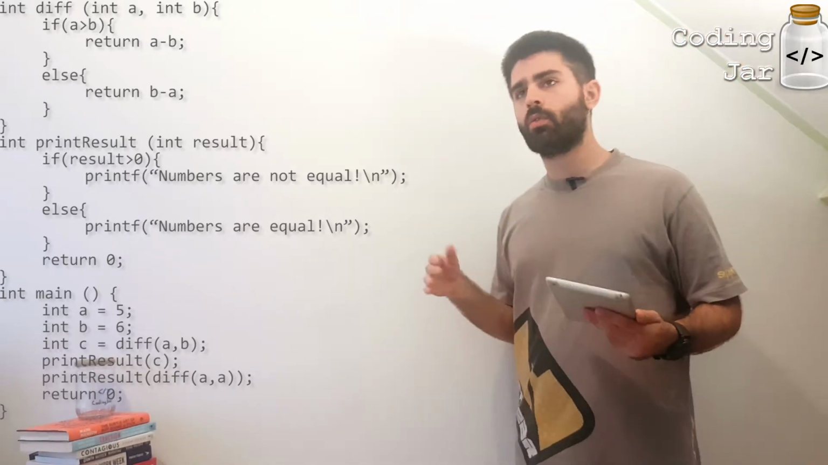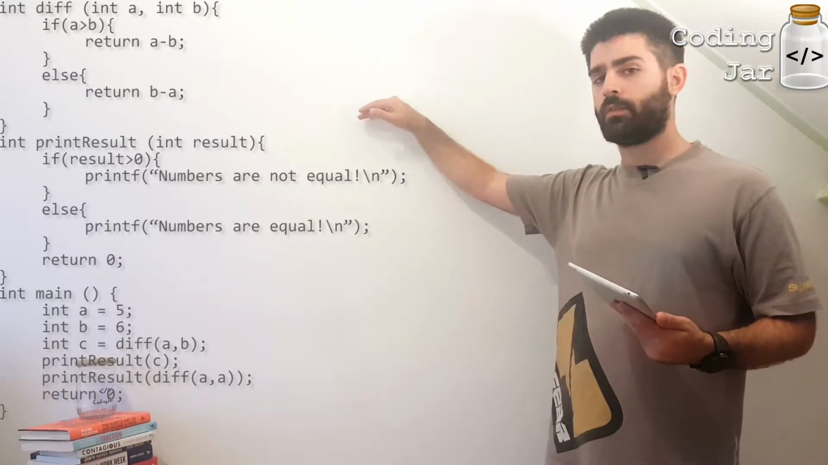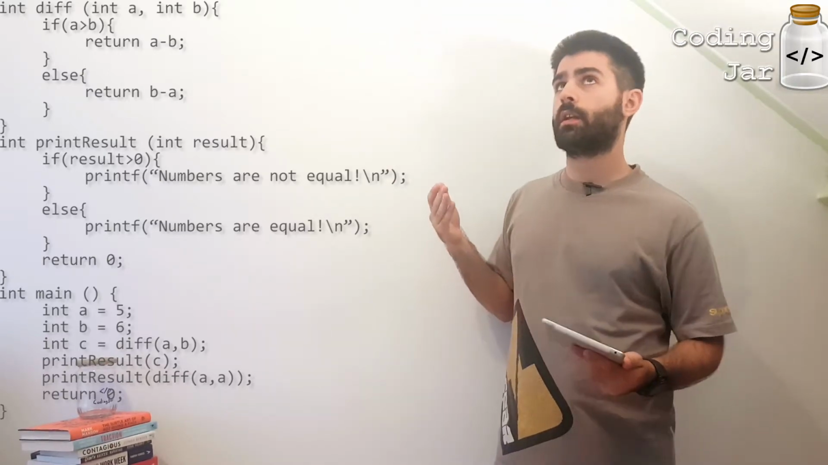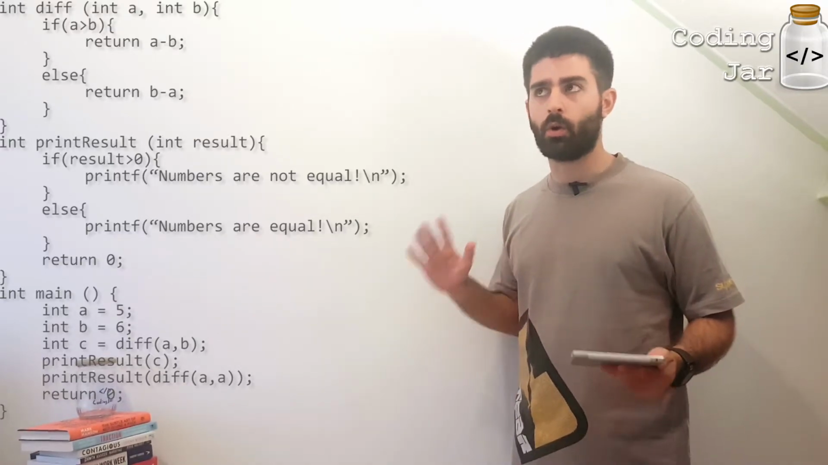For the moment, always define your functions above the main function. In future lessons, we will learn how you can declare them afterwards, but for the moment, we won't go there.